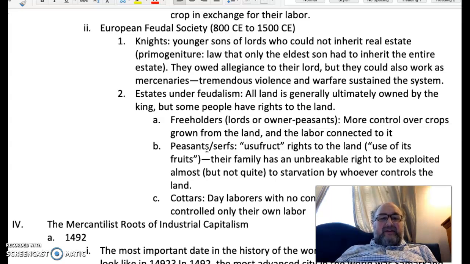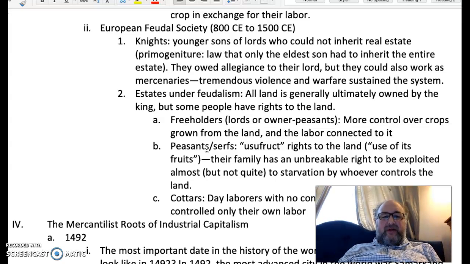So we have knights. These are younger sons of lords who could not inherit the real estate. This is the law of primogeniture. Primogeniture meaning first child or first son, specifically here. The law that only the eldest son had to inherit the entire estate. So the younger sons owe their allegiance to their lord, but they could also work as mercenaries. Why would we have primogeniture?